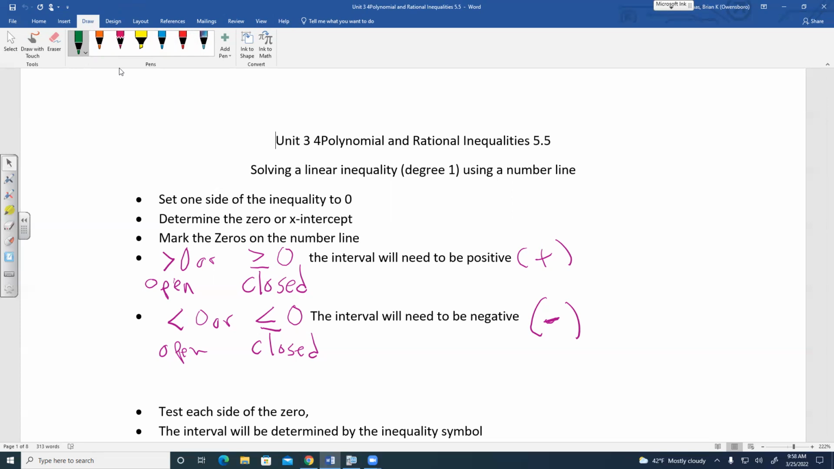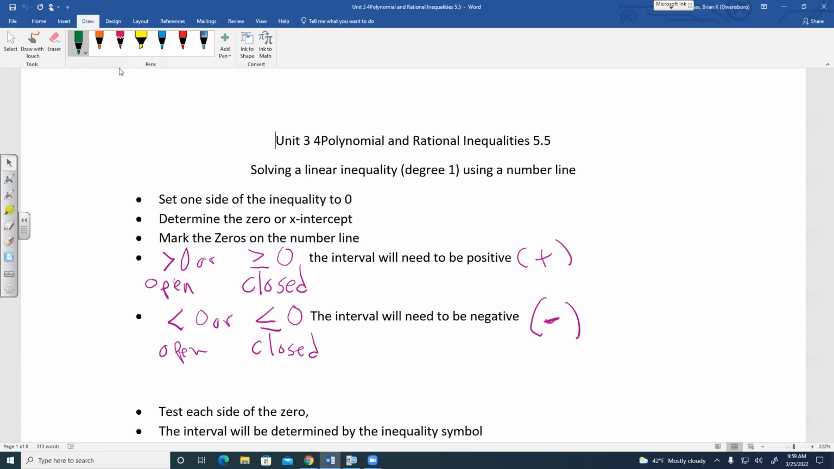Again, we can do this algebraically on paper, but we also can use our graphing tools to find zeros and x-intercepts as well. We can mark the zeros on the number line. So once we do that, another thing we have to pick up on is, is the 0 included or not included? If it's greater than 0, remember that's an open interval, so those zeros will not be included. If it's greater than or equal to 0, the interval is going to be closed, so those zeros are going to be included.